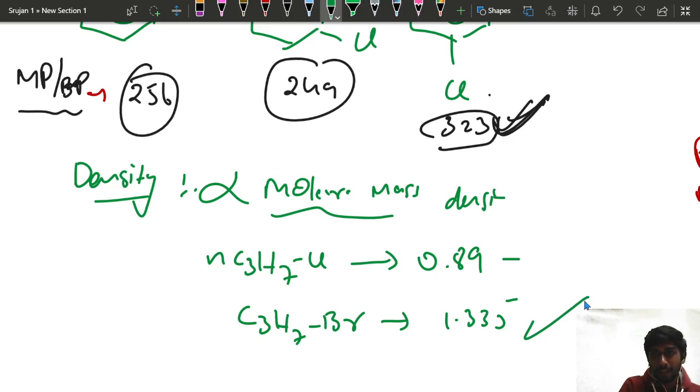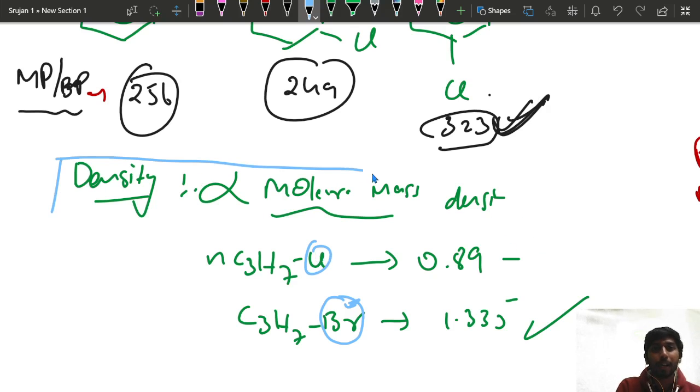Why does it have higher density? Because bromine is heavier. Bromine has more weight, it has more molecular mass. Chlorine has lesser molecular mass. So density is directly proportional to the molecular mass.